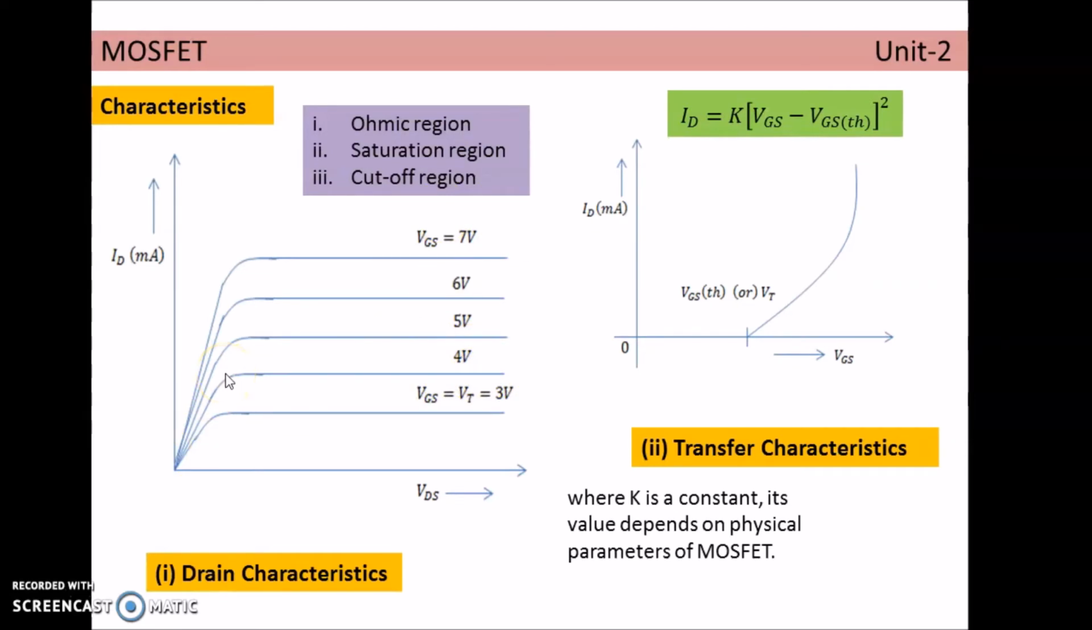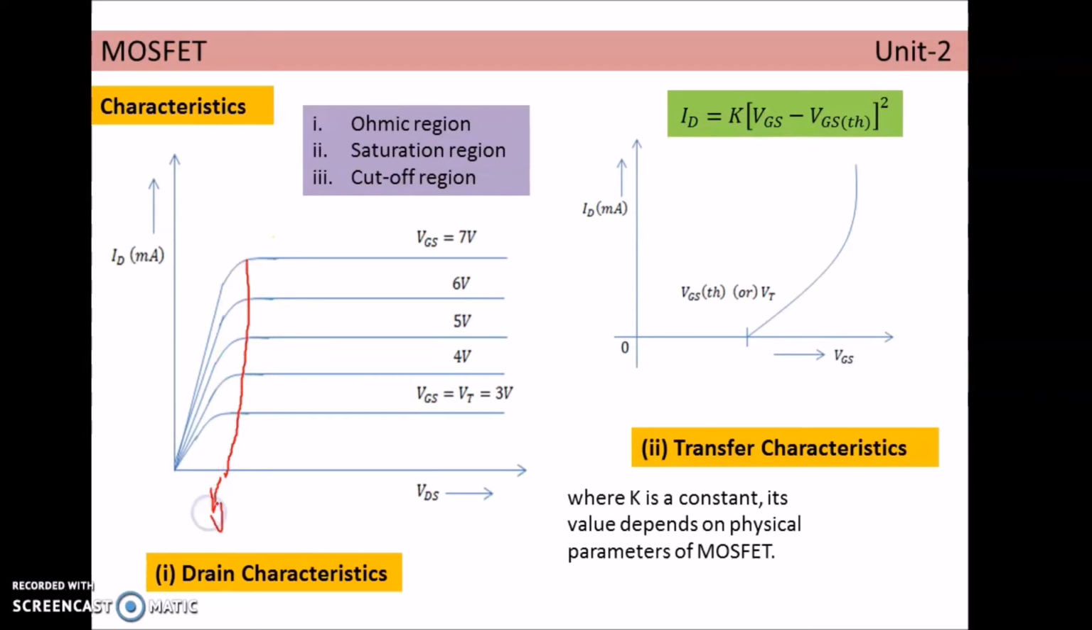This is because the width of the channel that is establishing between the two end regions increases. So accumulation of electrons in the channel increases, so it increases the drain current, and this is the enhancement mode of operation. And this saturation happens after the pinch off voltage. So we can say here this voltage is the pinch off voltage.